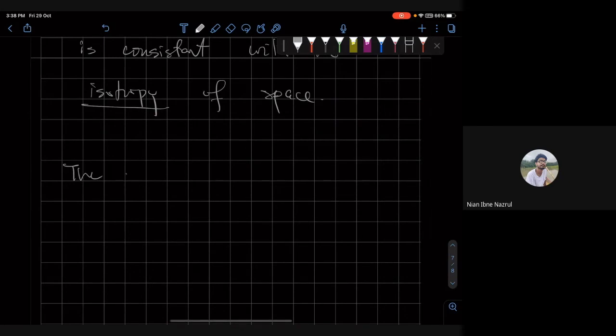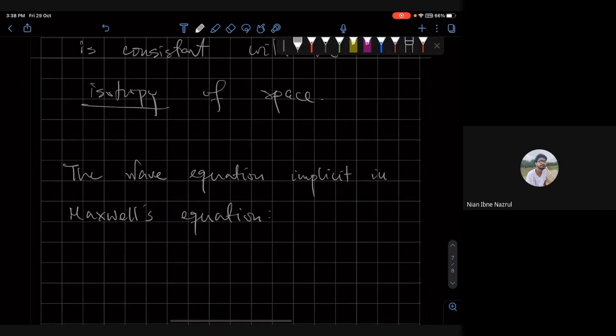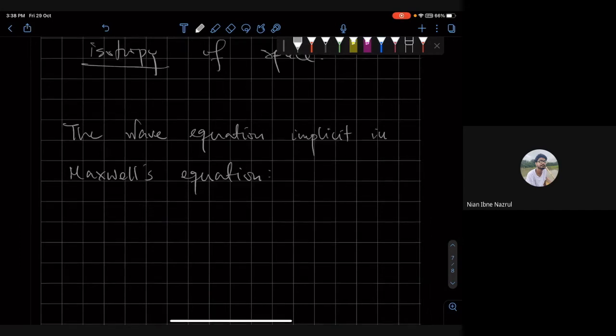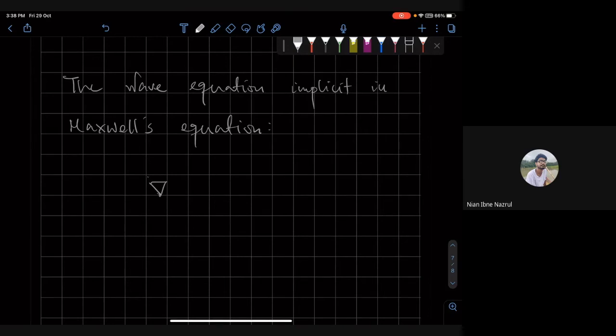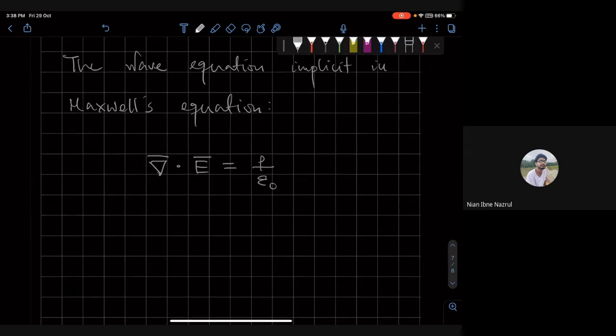So the wave equation implicit in Maxwell's equations. Okay, so let me write down Maxwell's equations, and let me write their more general form in which we have sources, although I will need the sources. So this is Coulomb's law. Epsilon naught is the permittivity of free space.